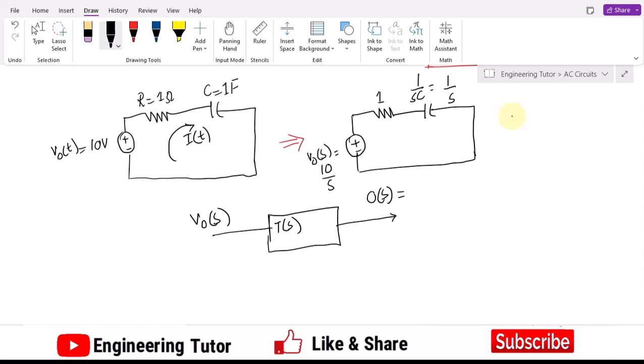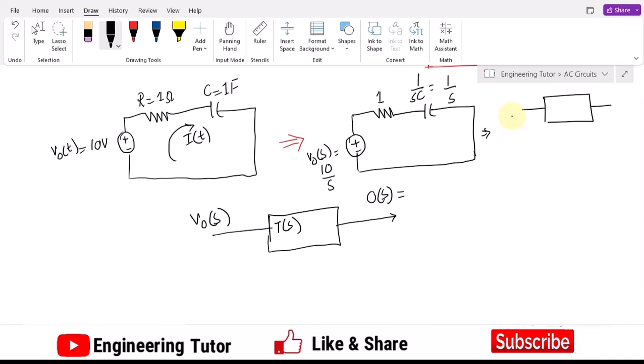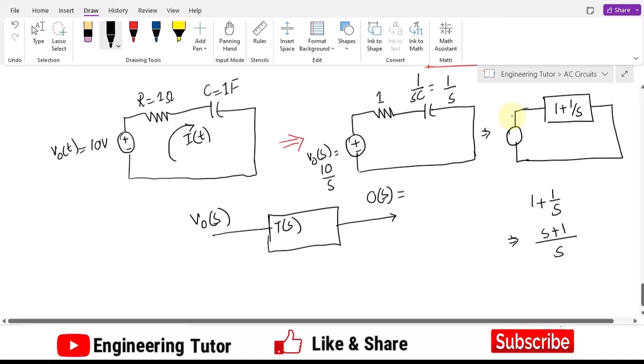We can here see that in order to analyze it here, we can very easily see that these two are in series. So, therefore, these will be added together. Okay. So, this 1 and 1 by S are in series. Okay. Similarly, by adding them, what I will get? I can see that 1 plus 1 by S is how much? That would be S plus 1 over S. Okay. So, that would be this one.